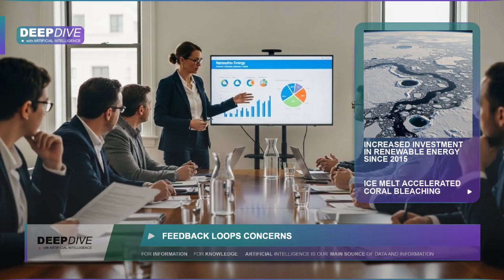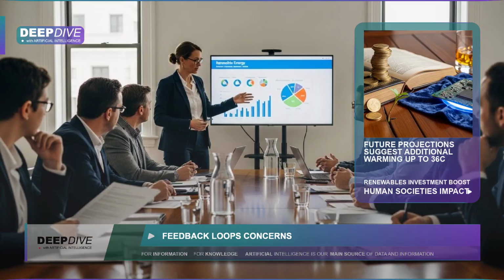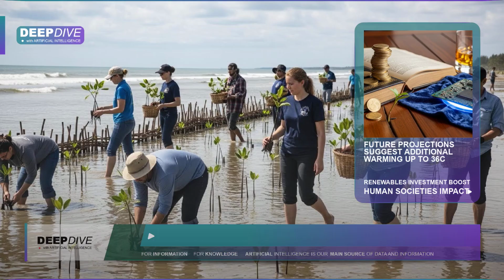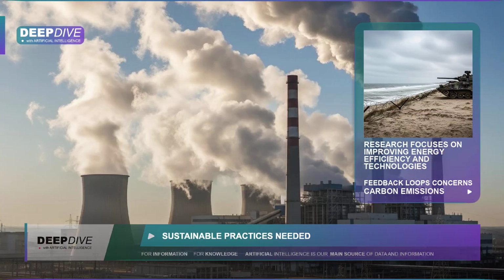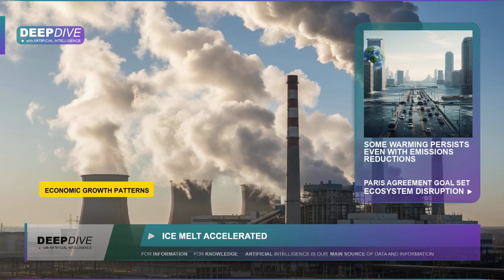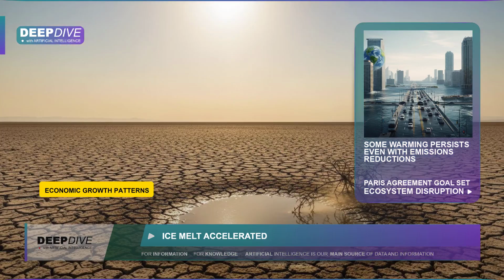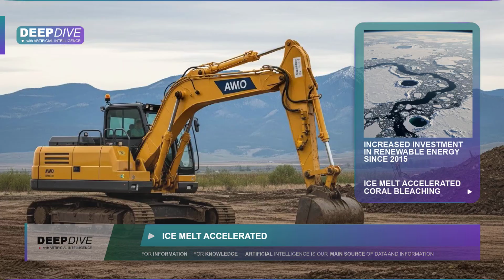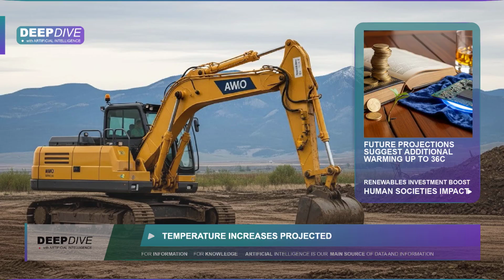Implementing strategies such as renewable energy sources like solar and wind power, which have seen a surge in investment, can mitigate these impacts. Despite these efforts, the cumulative effect of accumulated carbon emissions means that even if immediate reductions were achieved, temperatures may continue rising for some time due to feedback loops, such as warming permafrost releasing stored greenhouse gases.